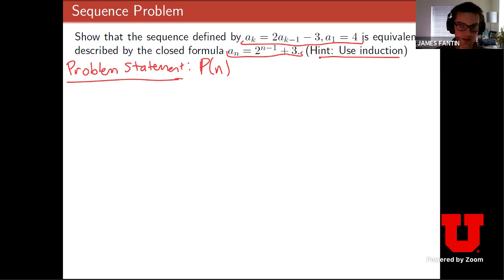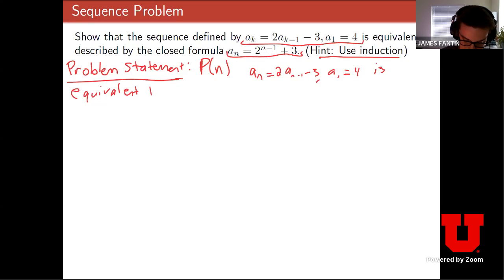So either type in chat or raise your hand. Yeah, the first equation is equivalent to the second, as we have in chat. So what we can do is say that P sub n represents that the recursive formula is equivalent to the closed form. A sub n is 2a sub n minus 1 minus 3, with a1 equal to 4, is equivalent to a sub n equals 2 to the n minus 1 plus 3.